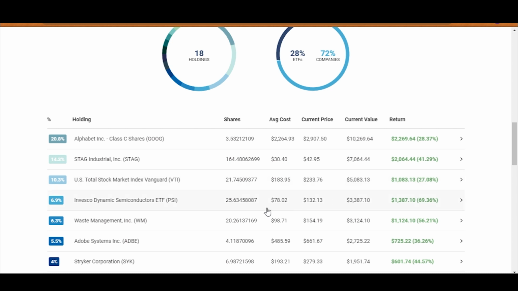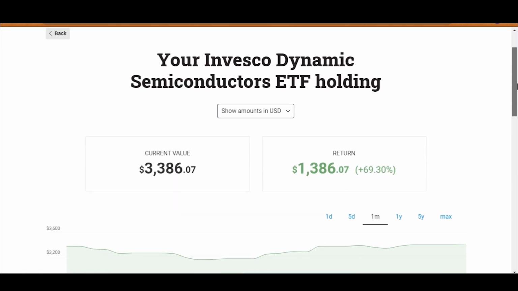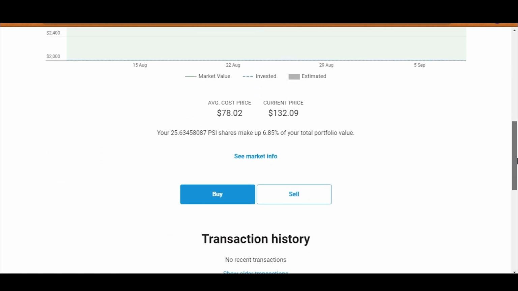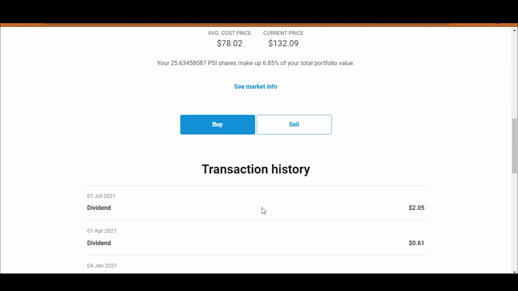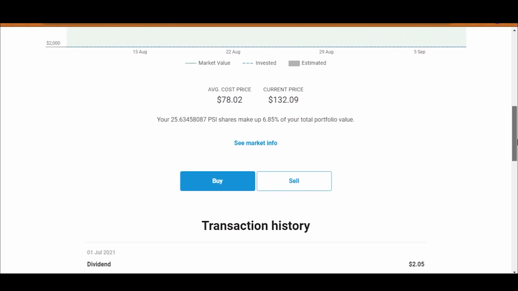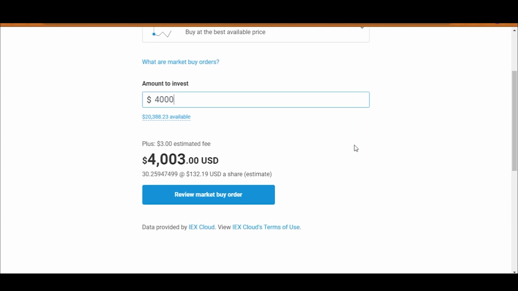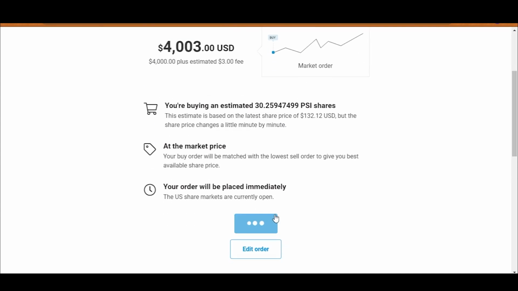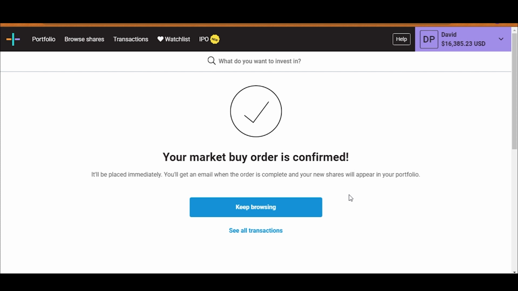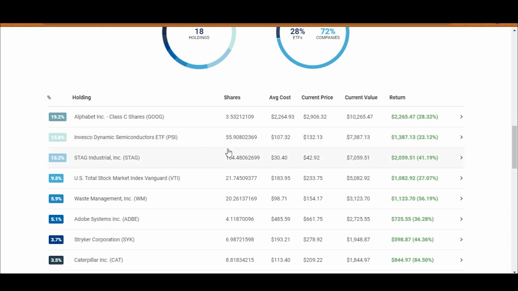The next one that I want to increase is the semiconductor ETF. As I mentioned before, it's going to be an industry that's going to be needed in the future. So if you have a look at all the transactions, I've been collecting dividends, but I only put down $2,000. Let's go and increase to $6,000 by investing an additional $4,000. Go review, place order. And that's done. My money is slowly coming down. But is that easy to invest through here? Come down. That is now my second biggest investment.